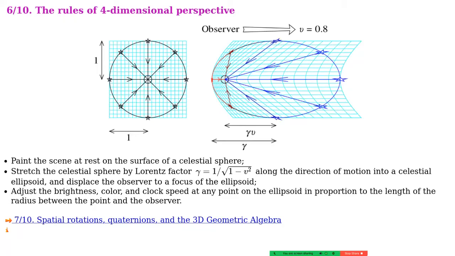So the photons ahead appear blue shifted, higher frequency, higher energy, while the photons behind appear red shifted, lower energy, lower frequency. In addition to the changes in the frequency, you can see that the view ahead is squashed. What was 90 degrees between the stars on the scene at rest, the observer moving through it at 80% of the speed of light sees the stars at less than 90 degrees ahead. Stars behind appear expanded. So these are the rules of four-dimensional perspective.